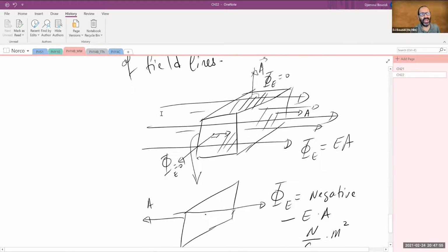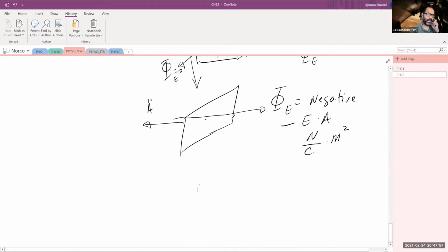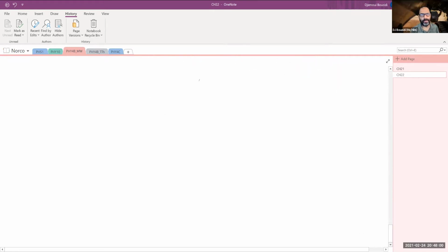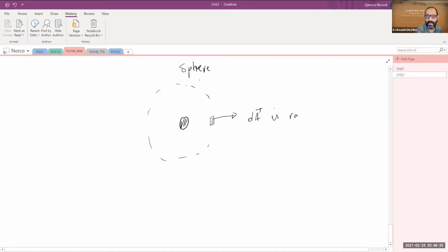So let's find the flux of a single point charge first, okay? So I'm going to take a point charge, and I'm going to go around it in a sphere. So this is a sphere, okay? And I want to find the flux over a sphere. So I know that the area of the sphere in any given point, dA, is radial. Okay? And I know the electric field also is radial anywhere on the surface.